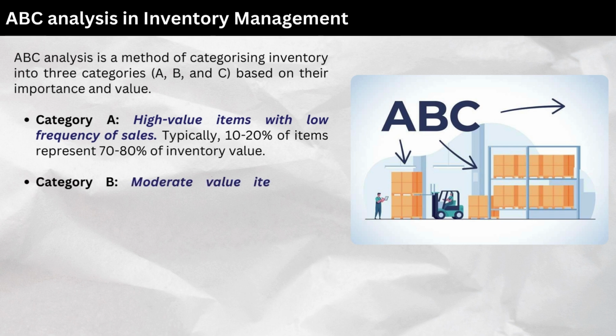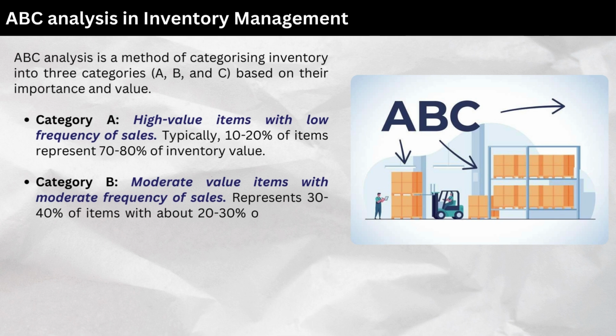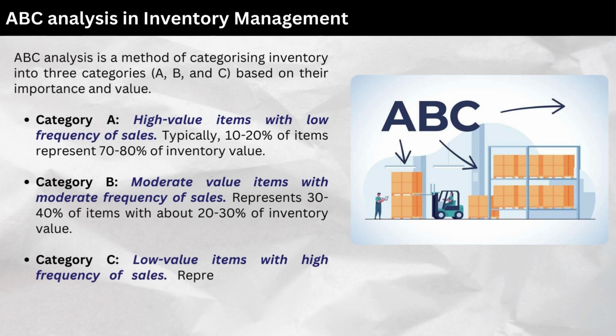Category B, moderate value items with moderate frequency of sales. Represents 30 to 40% of items with about 20 to 30% of inventory value. Category C, low value items with high frequency of sales. Represents 50 to 60% of items with about 5 to 10% of inventory value.